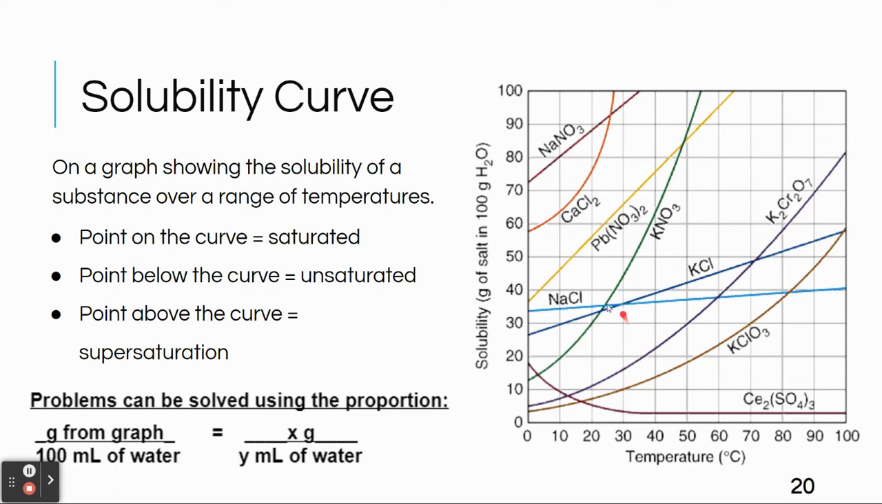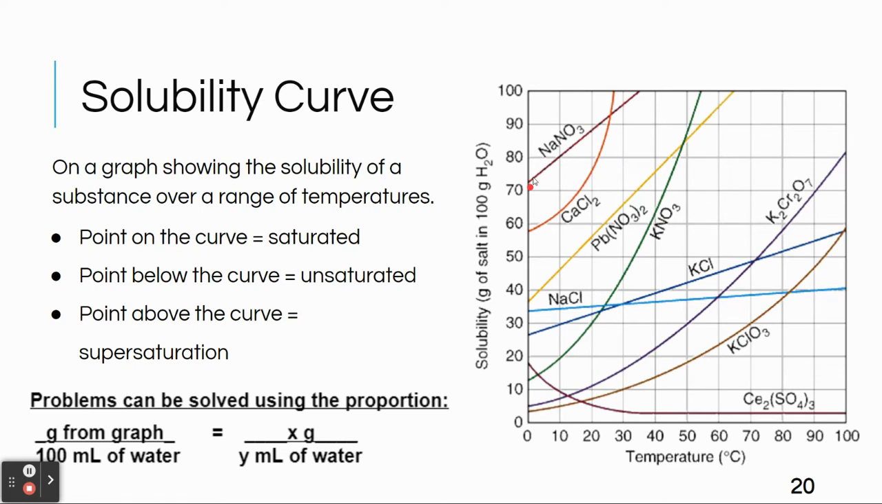And if you had 40 grams in there, you'd be supersaturated because you fit more than what you should have been able to fit. You tricked it to fit more in there. Okay? So understand that on the curve itself, that means saturated; above is supersaturated, below is unsaturated for that specific compound or substance that you're looking at on your solubility graph.